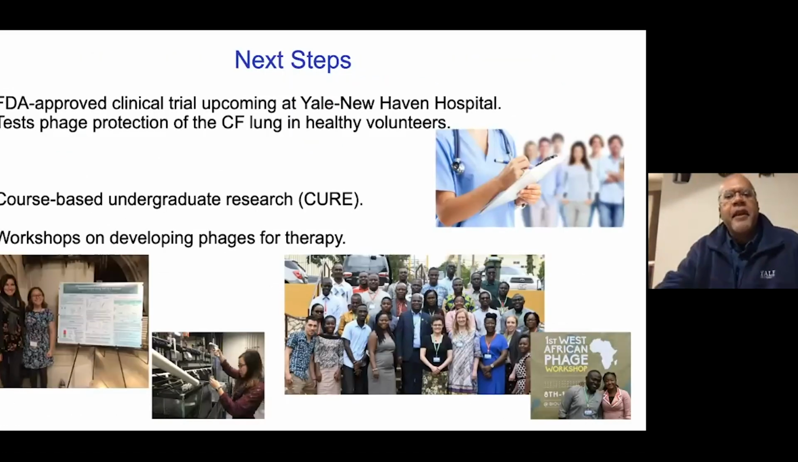So the next steps are kind of obvious. We have an FDA approval to do a clinical trial to study whether phages would protect healthy volunteers who have cystic fibrosis. If you give them phages over many months, would they be better protected against these bacteria coming in and causing them harm? We also teach this technology to undergraduates here at Yale. We also teach it in workshops across the world, but especially in countries where people might be relying more on phage therapy in the future because it's a very inexpensive option. This is a recent workshop we held in West Africa.